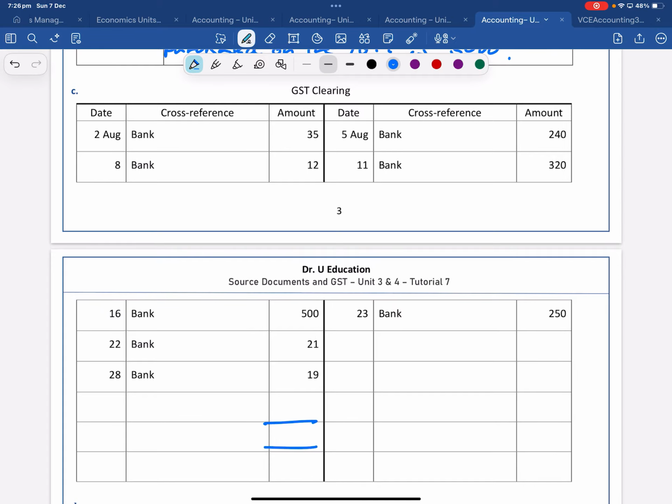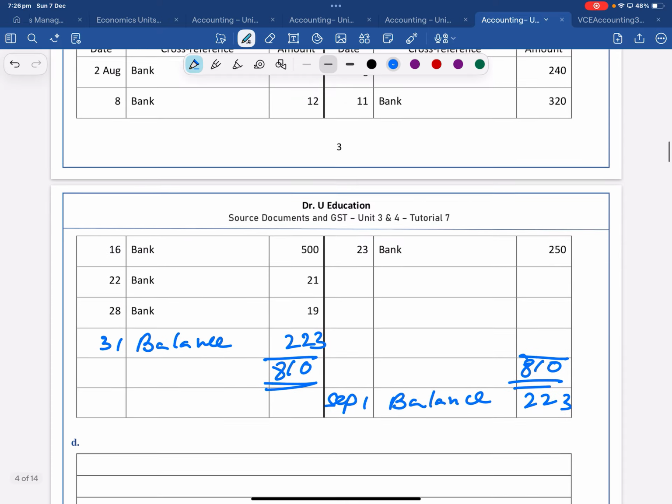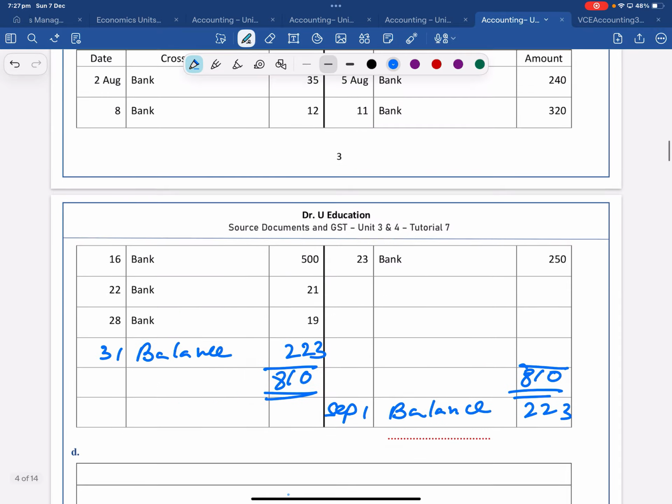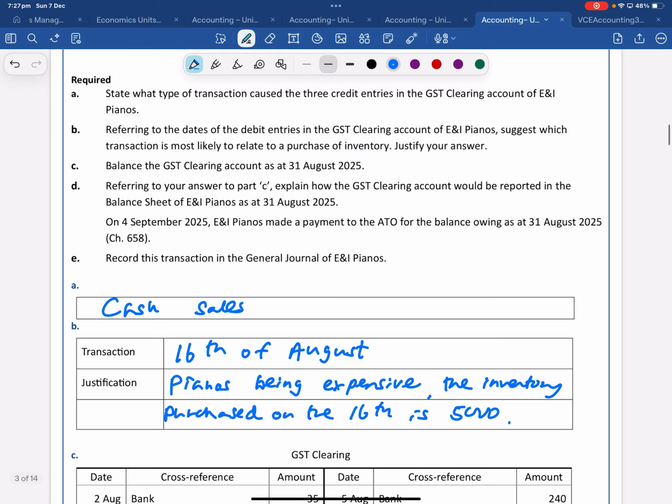So what's the total? 810 on the credit side. So the difference is the 31st of August balance, 223. September 1st balance. So what's the real balance of this ledger account? The one after the total is the real balance. Yes. Right. Part D.